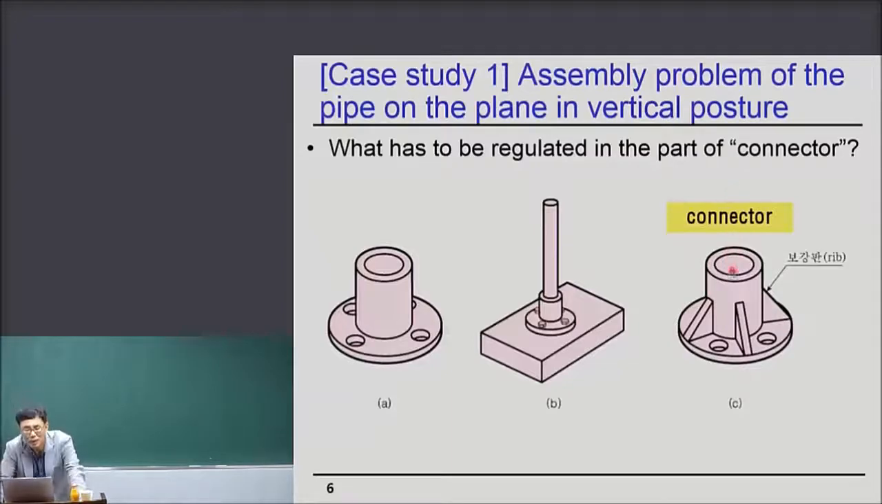the perpendicularity of the axis of this cylinder. This cylinder should be assigned based on the bottom plane of the connector, right? So that perpendicularity, which is one of the geometric tolerances, determines the vertical posture of the pipe to the plane. Okay, so this is an example of the importance of geometric tolerance.